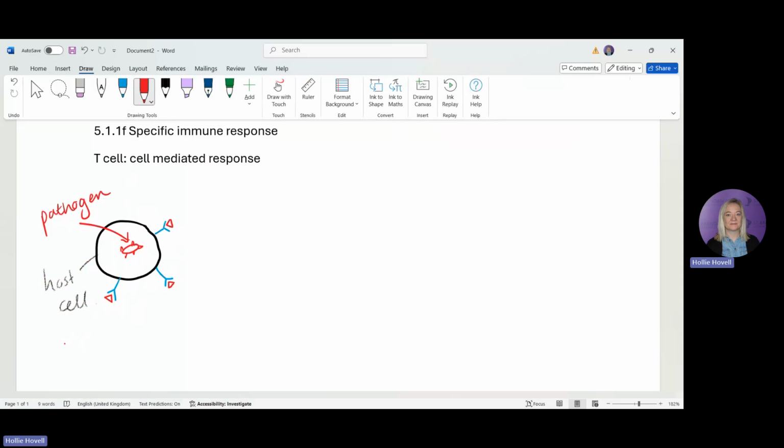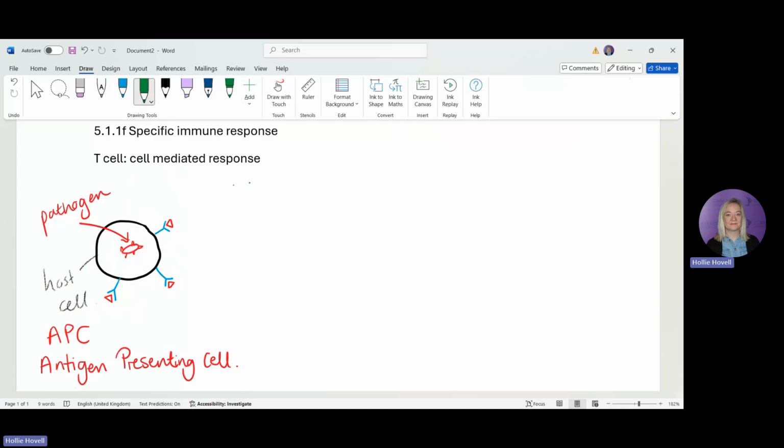So we would call this an APC, which stands for an antigen presenting cell. Okay, so it's an infected cell. It's been infected by a pathogen, and the infected cell has taken the antigens from the surface of this pathogen and presented it on its own cell surface. And the reason it does that is so that a T cell can then bind to these antigens.